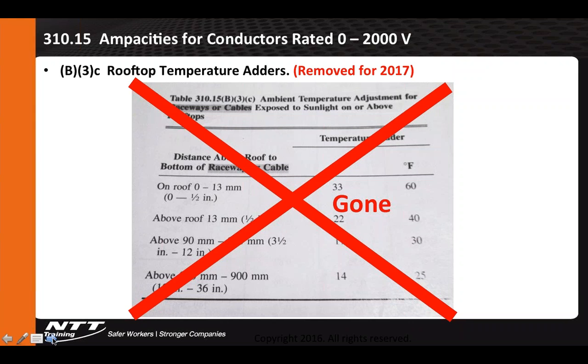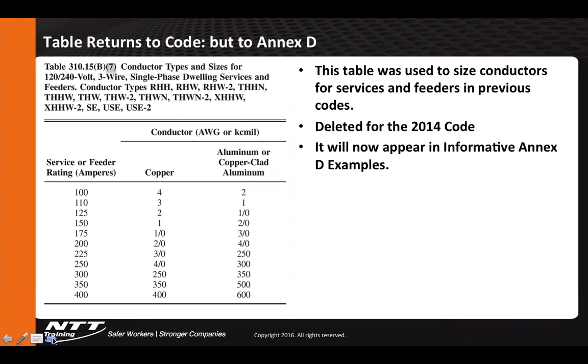So here's one of Randy's tables here. Yeah, this was in the 2011 code and previously, and it was taken out in the 2014 edition, which kind of gave people heartaches because then you couldn't have a table to use. It was nice we had a table in order to size our dwelling unit services and feeders. And that went away, and we had to do the calculations then. The table's returning. The old table 310.15(B)(7) is coming back, but it's going to be found in Informative Annex D, which is the annex on examples. So I believe it will probably be in Annex D7.